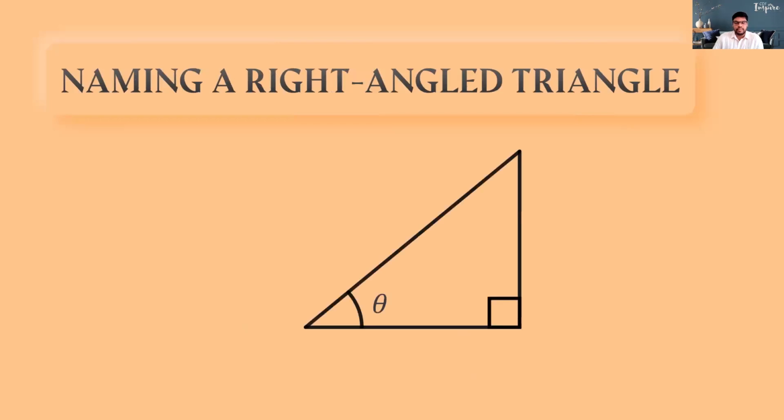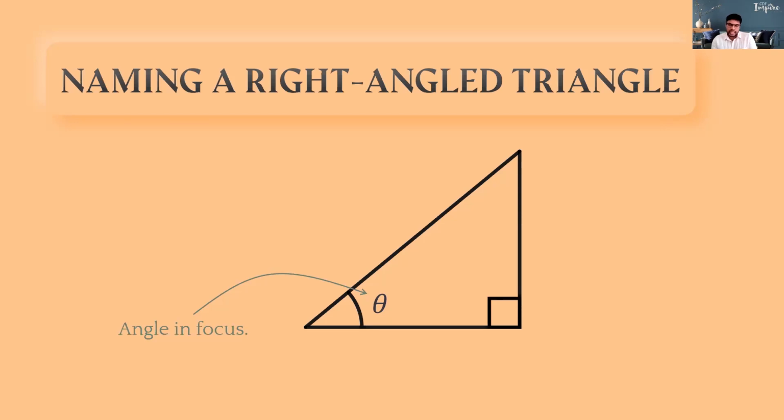We'll first learn how to name a right angle triangle. So this is a right angle triangle, and children, can you see I have marked one angle? You can see the right angle is there clearly. And I also have another angle, theta. That is what we call the angle in focus.